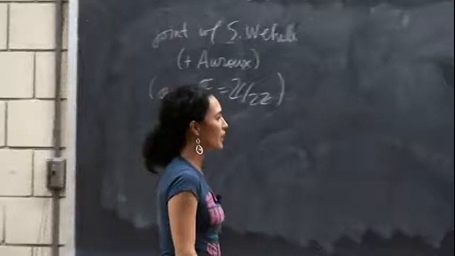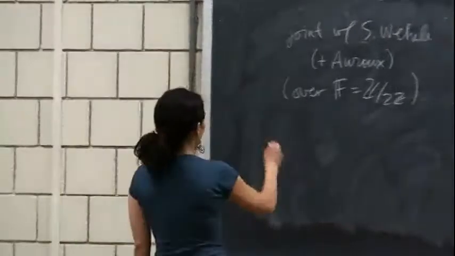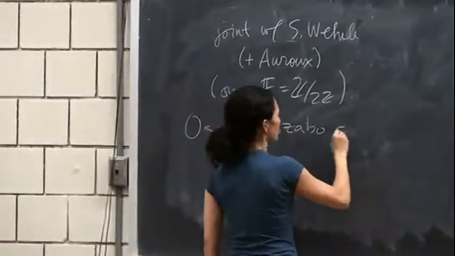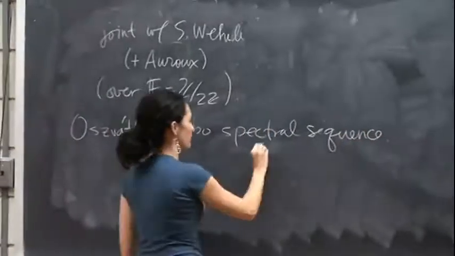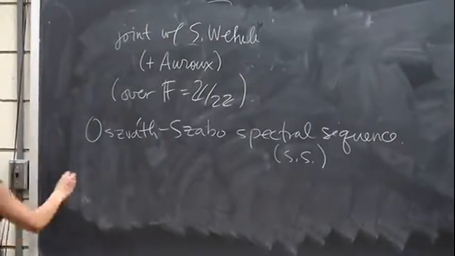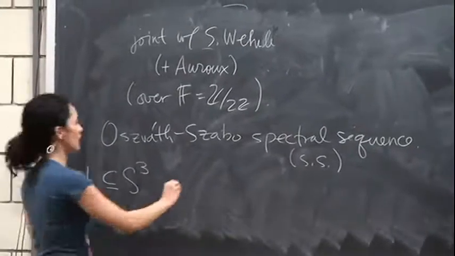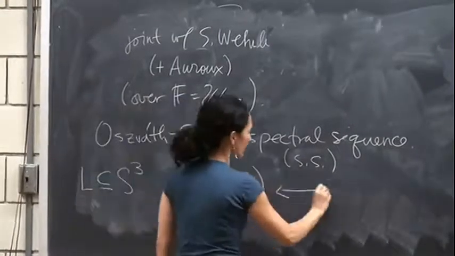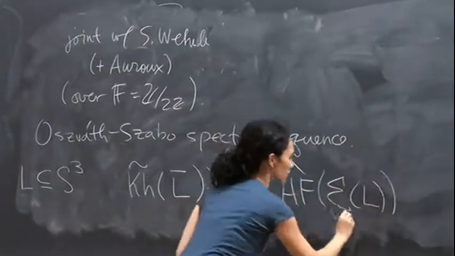So what am I going to talk about? Well, there's this particular connection that was discovered by Ozsvath-Szabo, which I'm going to call the Ozsvath-Szabo spectral sequence. And sometimes, so I don't have to write spectral sequence, I'll just write SS. And this is an explicit algebraic relationship between, so for a link in S3, they show an explicit algebraic relationship between the reduced Khovanov homology of, well, the mirror of the link, and the Heegaard-Floer homology of the double branch cover of the link. So this is my notation for double branch cover.